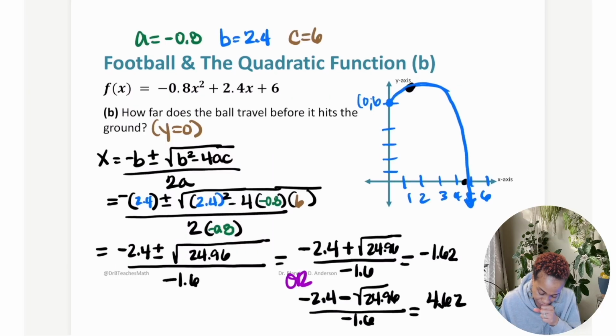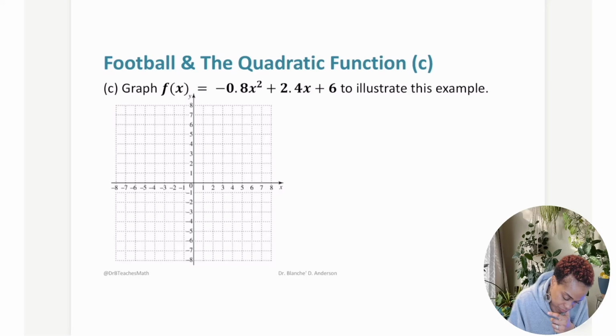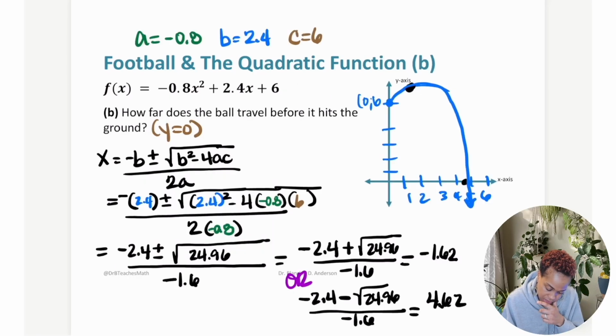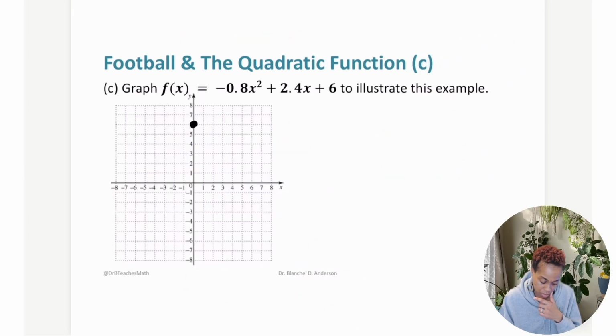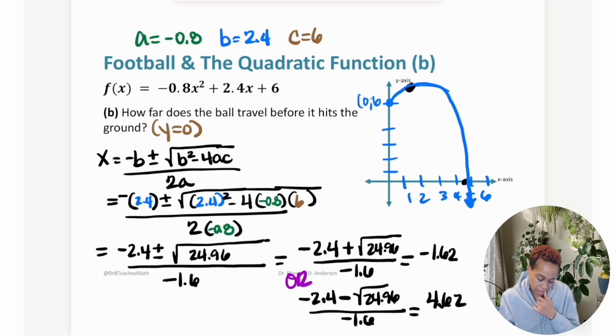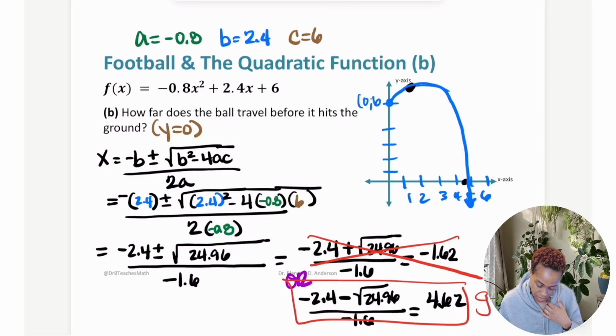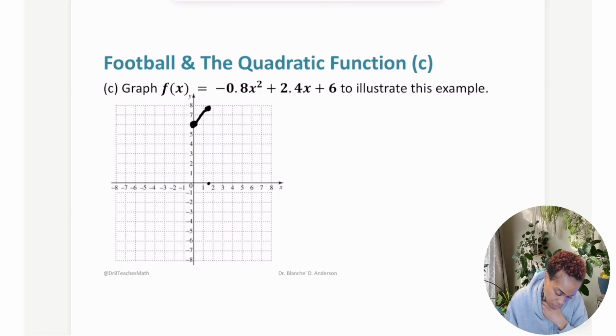This says graph it. So let me get my points. I have 0, 6, right? 0, 6, that's here. And then we said, what was the vertex? 1.5, 7.8. So I'm right here. That's our vertex, 1.5, 7.8. So 1.5 would be here, and 7.8. That's gonna be really close to 8, ain't it? So we'll put that right here. So we know it goes up, and then they said when y is 0, x is 4.62. So hold on, we're gonna cross this one out, because you don't throw the football backwards, you throw the football forward, and this is where it hits the ground. Okay, so when y is 0, x is like 4.62. So it's going to go like this.